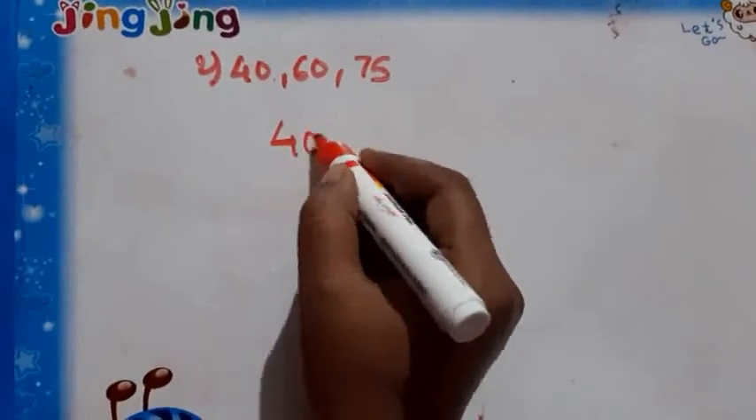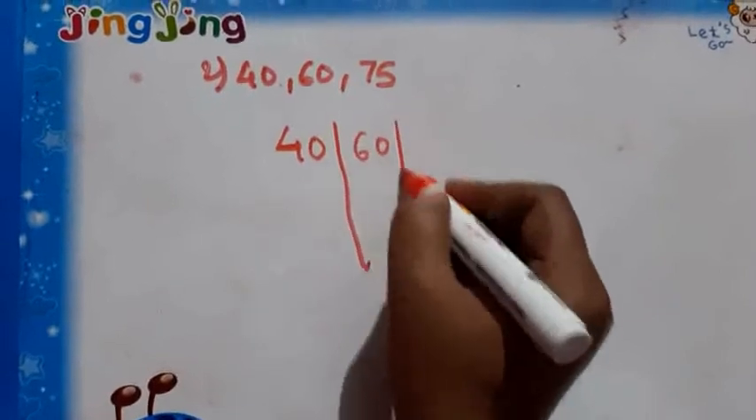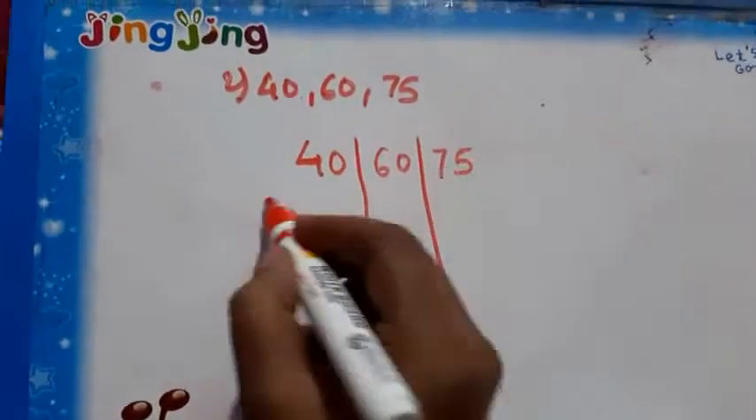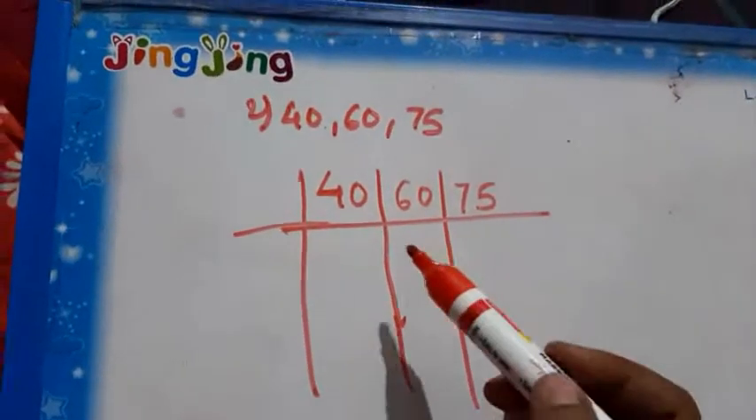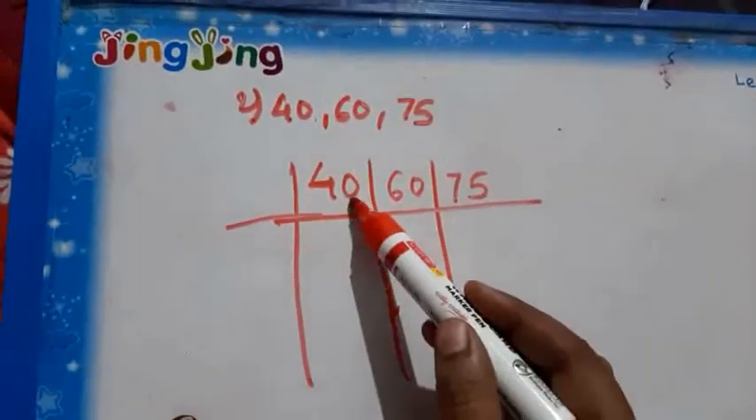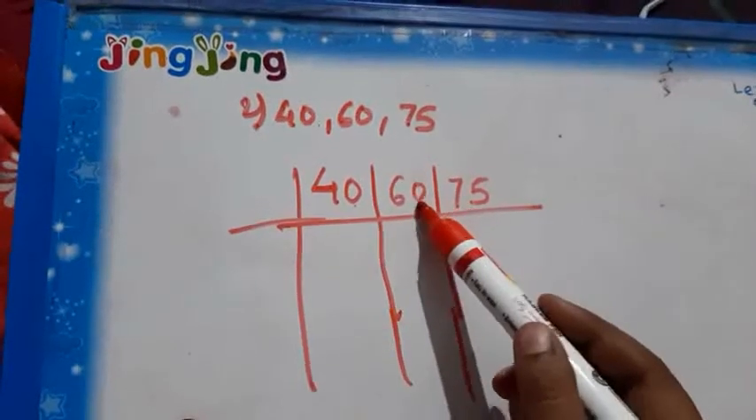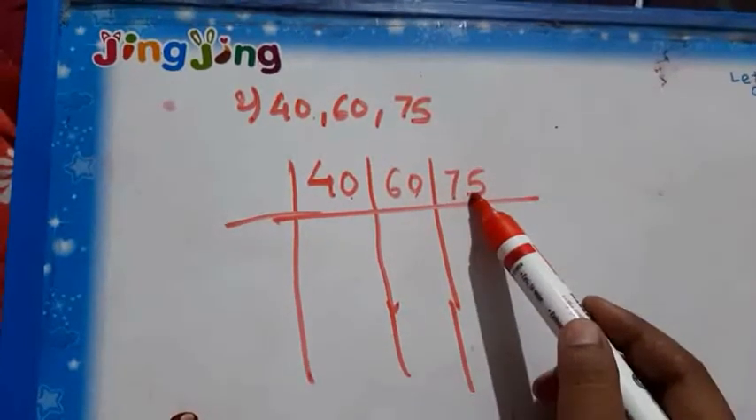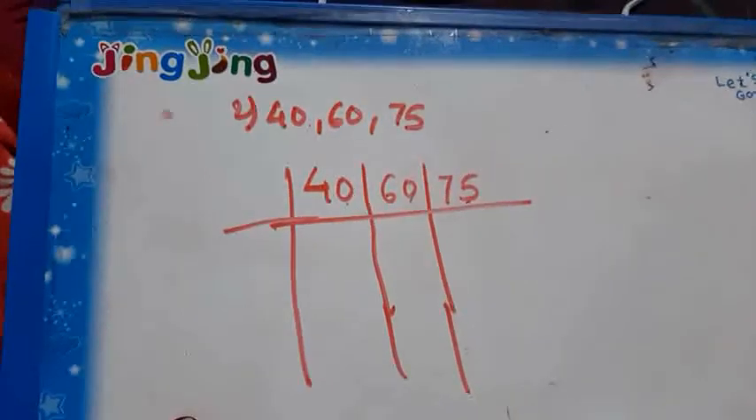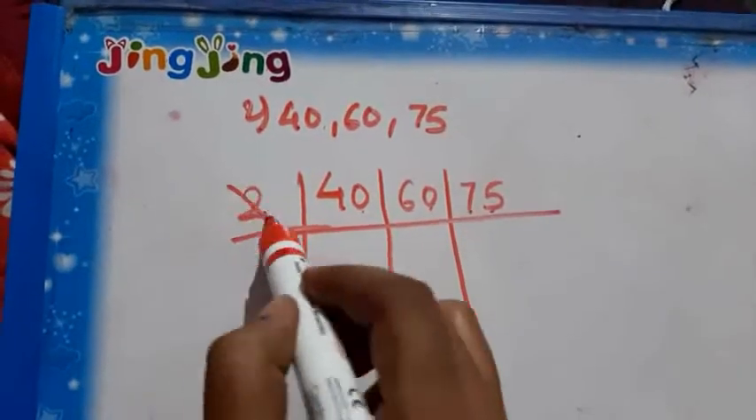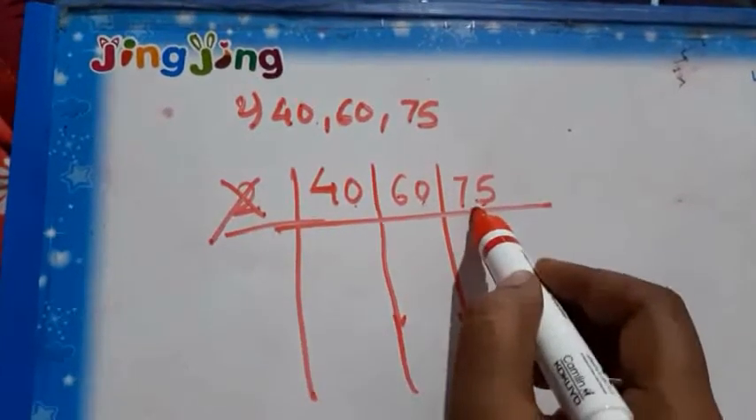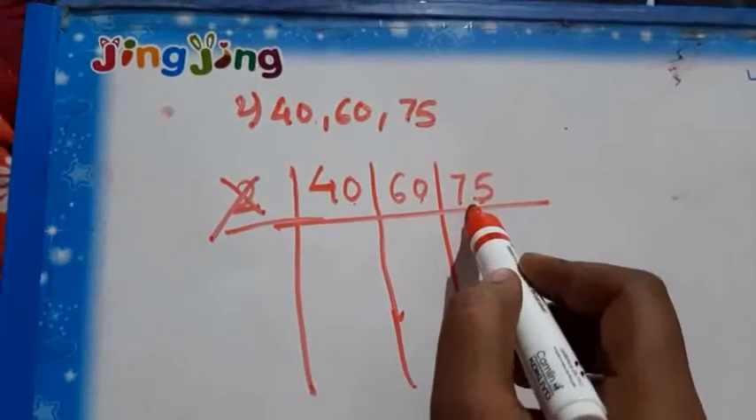Next example is 40, 60 and 75. Simultaneously write 40, 60, 75. So start with 2. This number is divisible by 2. This number is divisible by 2. But this number has 5 at the unit place, so this number is not divisible by 2. So here we can't take 2.